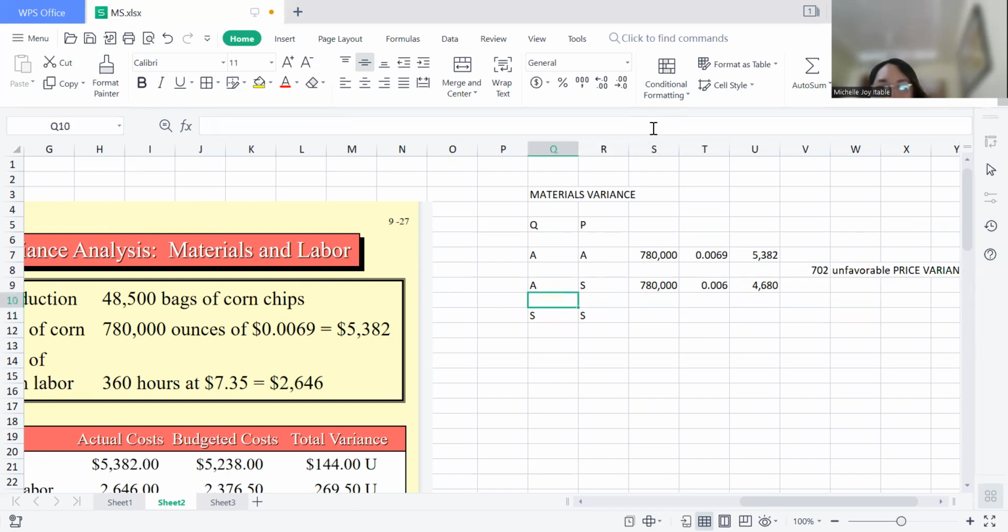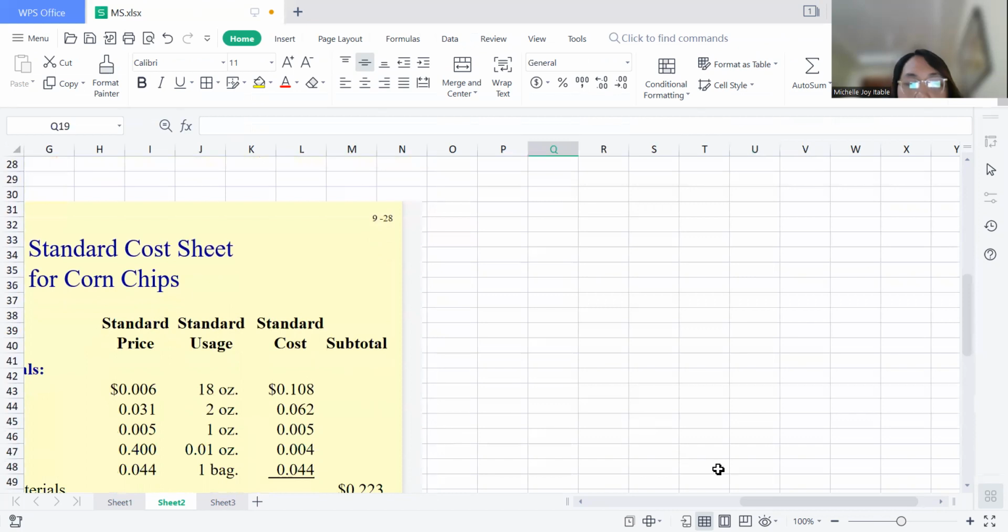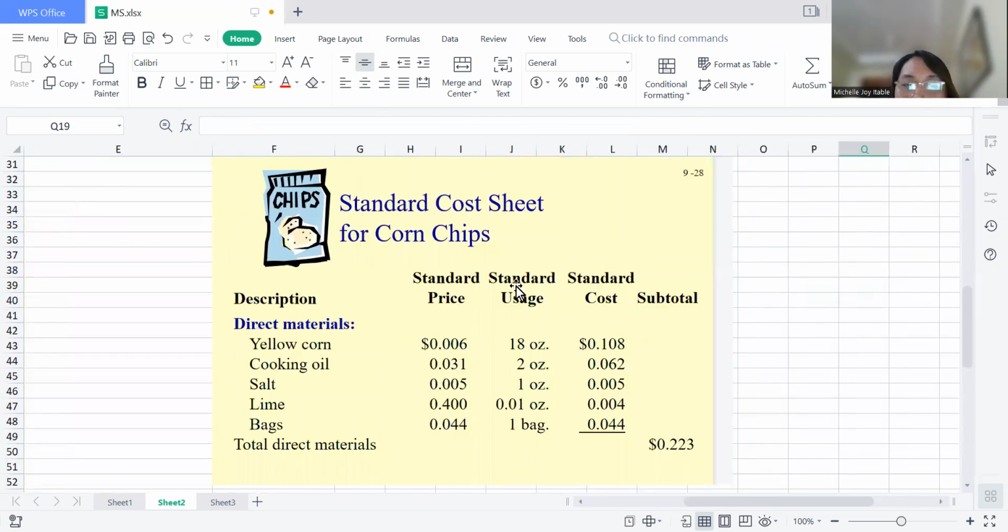Now, here we have 780,000, right? This is the beauty of the formula, class. Once you have laid everything out, you will see that some figures are already computed. Like this, we already have 4,680 here. So now we will just look below. How much is the standard quantity? How do we find the standard quantity? First, we go to the cost sheet, for the material. It says here that the standard usage for materials is 18 ounces per unit of corn chips produced, or per bag.